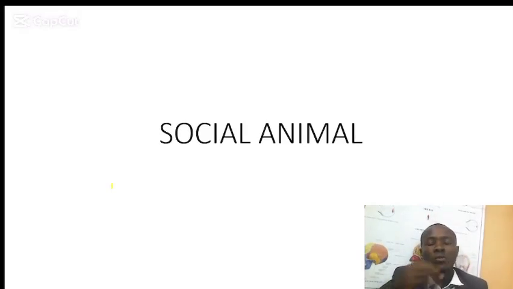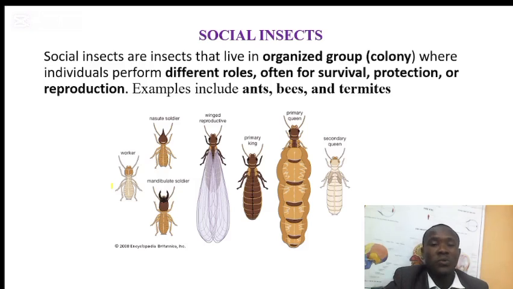So we are going to start to talk about social animals, mainly the bee and the termite. This is what we are going to discuss, and we are going to start with the definition here. We have to take the termite, we have to take the bee, we have to discuss the various castes that they have, and we have to talk about the role that each of these castes is playing in the colony.